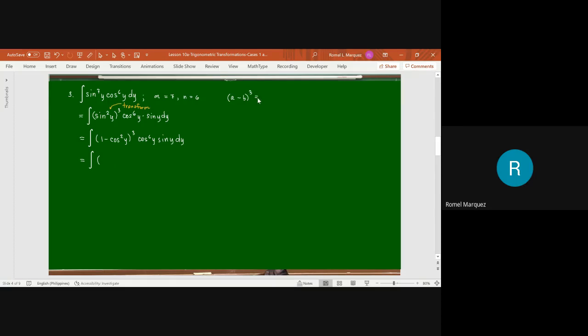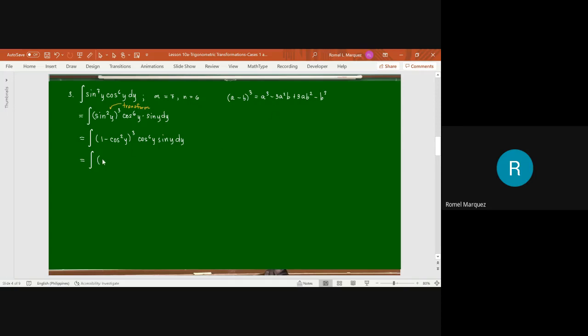So to recall, this is equal to a cubed minus 3 a squared b plus 3 a b squared minus b cubed. The sign alternates, no, from positive to negative. And look at the powers of a decreasing, powers of b increasing. And the coefficients 1, -3, +3, -1.